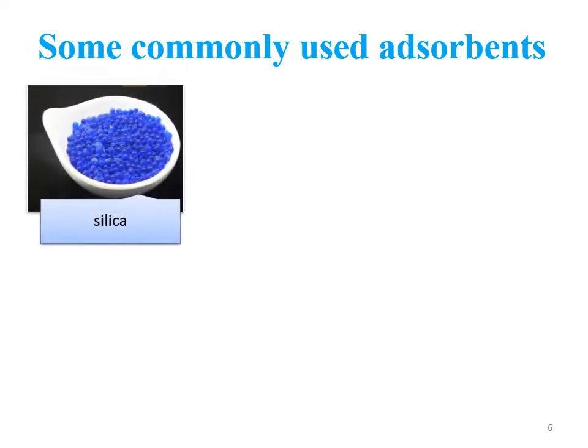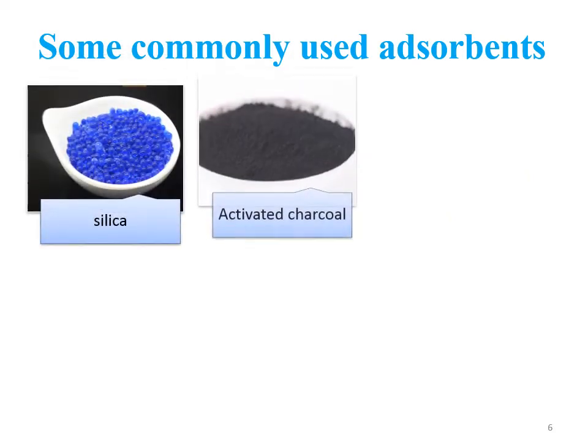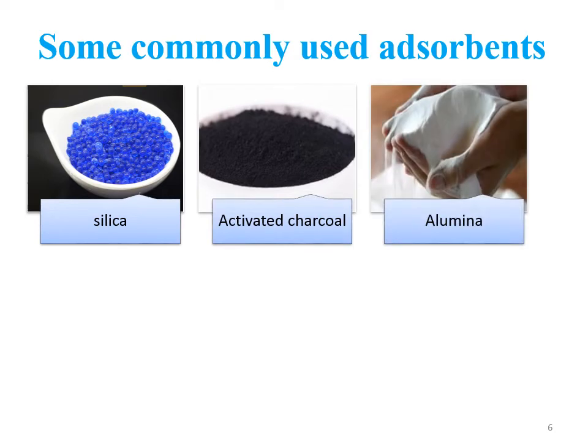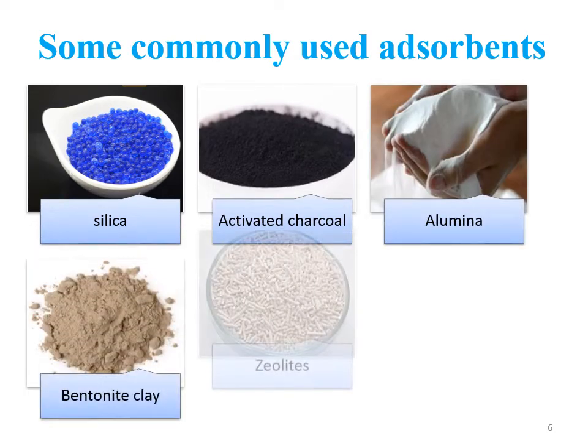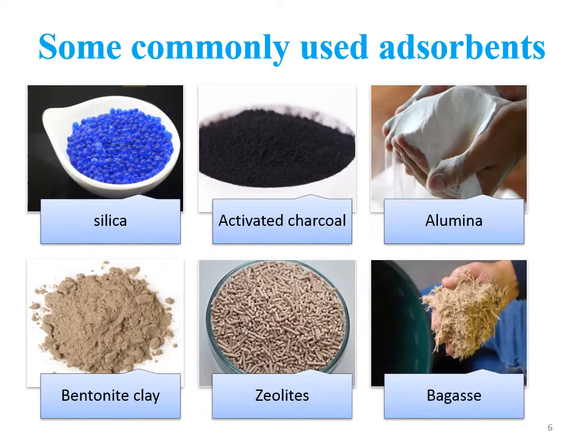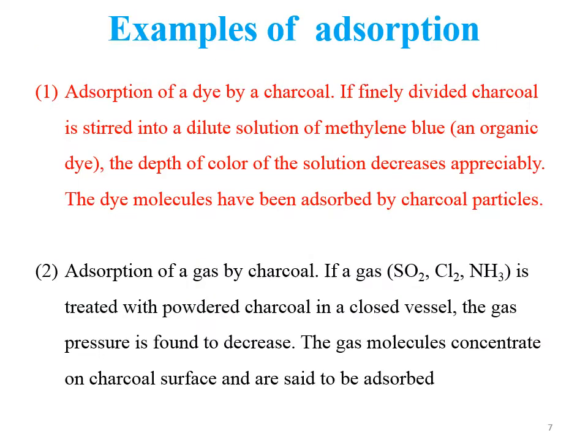Some commonly used adsorbents are silica, activated charcoal, alumina, bentonite clay, zeolites, and bagasse. Examples of adsorption. Adsorption of a dye by charcoal is a very common example which is also carried out in laboratory experiments. A finely divided charcoal is stirred into a dilute solution of methylene blue, which is an organic dye. The depth of the color of the solution decreases appreciably.